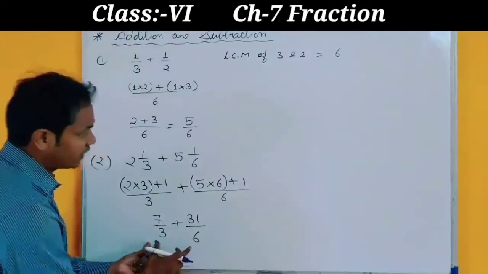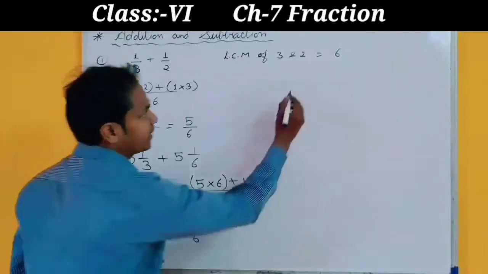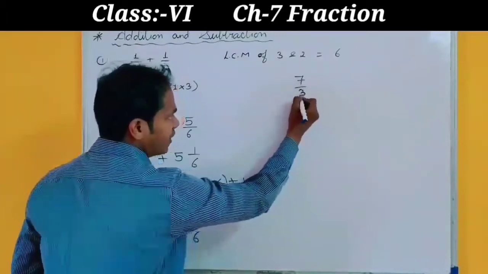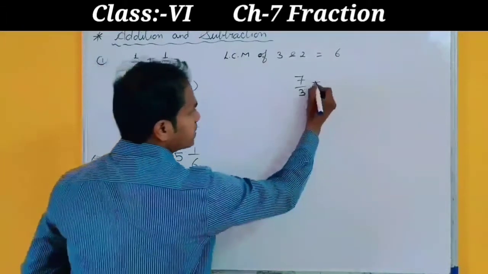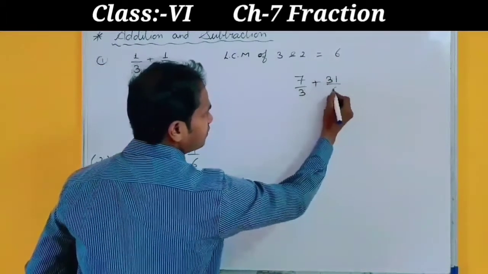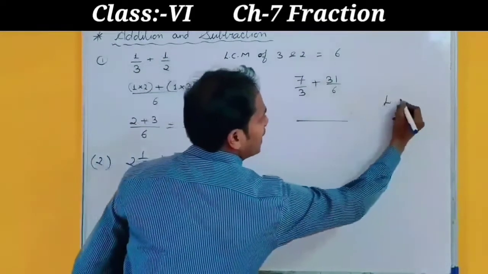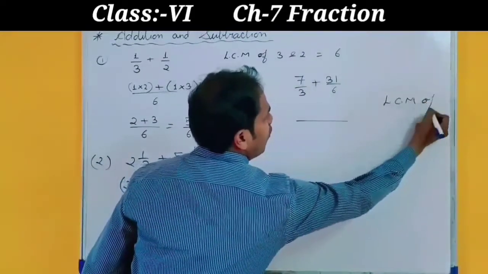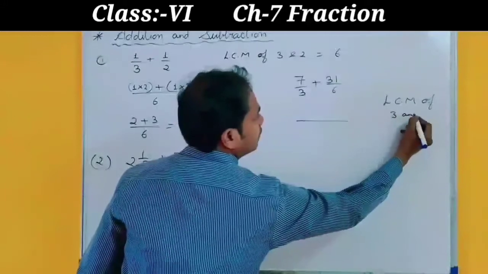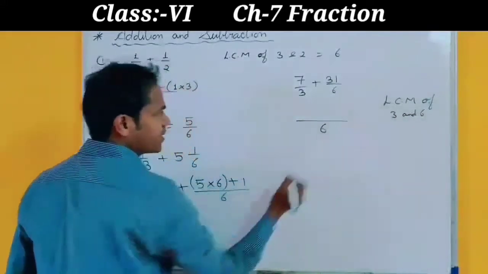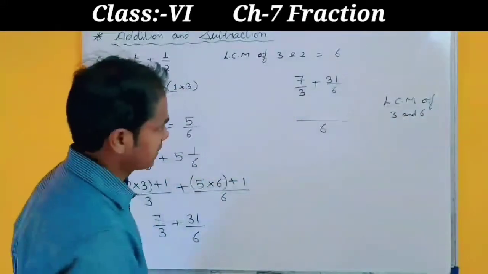Now what will you do? You will take the LCM of these numbers. I am writing the same digits here. 7 upon 3 plus 31 upon 6. Now LCM of 3 and 6. What is the LCM of 3 and 6? LCM of 3 and 6 is 6.